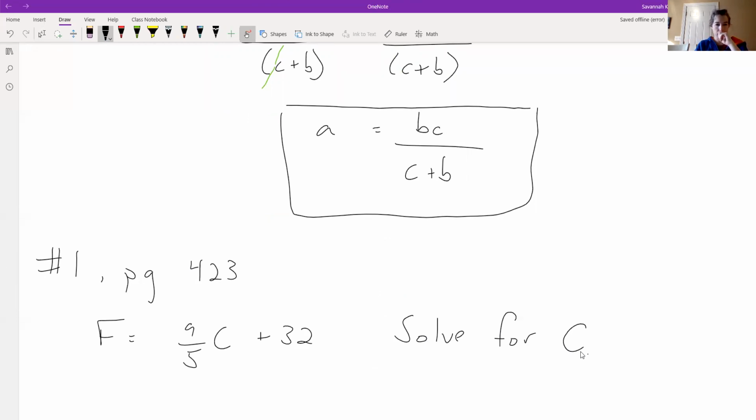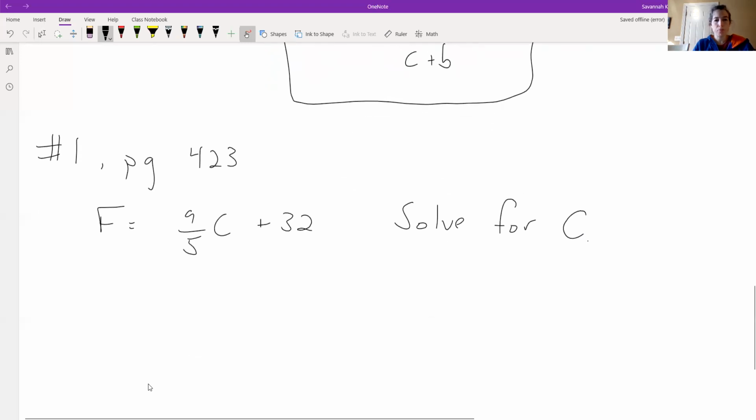And looking at it, science not always my strong suit, but I'm pretty sure this is the Fahrenheit to Celsius, or Celsius to Fahrenheit, I should say, conversion equation. Not sure about that, but it's been a while since I've done those. So we want to solve for C. We want to isolate C.